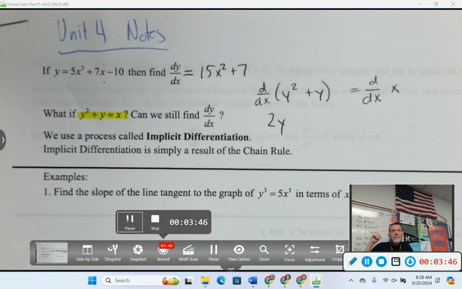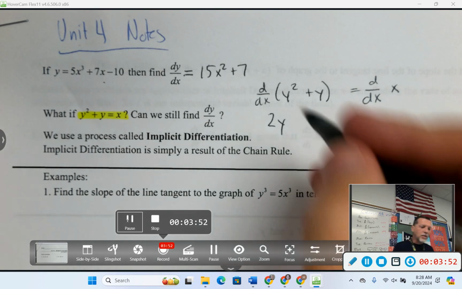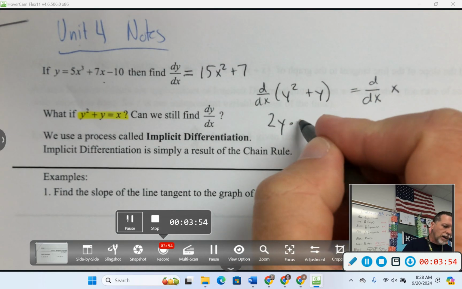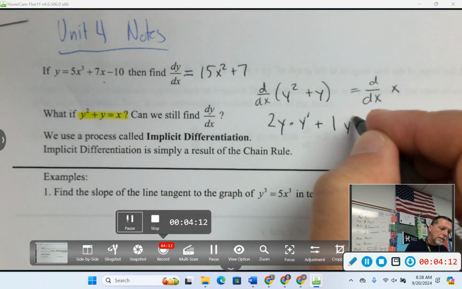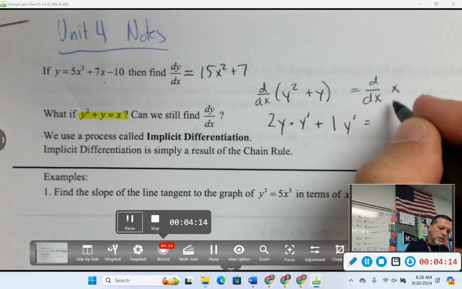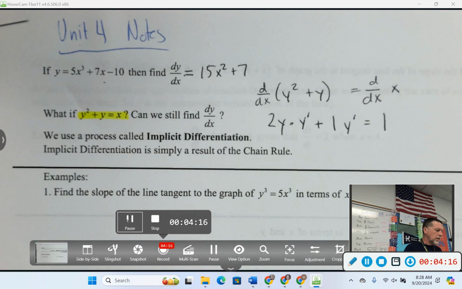2y is almost right, times y prime, because I need the derivative of y. So 2y times y prime, or dy dx. It's a chain rule thing. 2y times dy dx. What about the derivative of y? 1 y prime equals, and then the derivative of x would just be 1.